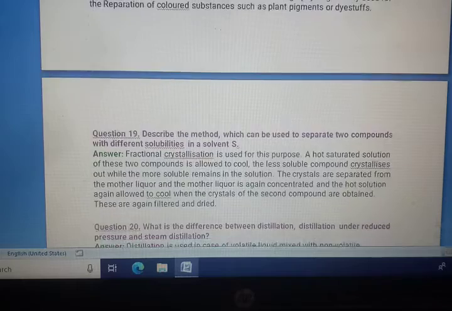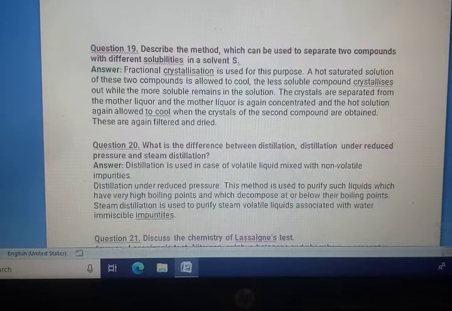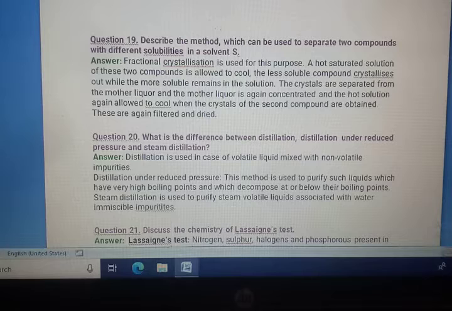Now we are moving to the next question, question number 29. Describe the method which can be used to separate two compounds with different solubilities in a solvent. Fractional crystallization will be used, because when a hot saturated solution of the two compounds is cooled, the less soluble compound will crystallize and the more soluble will remain in the solution. The crystals are then separated from the mother liquor, and the mother liquor is again concentrated and the hot solution is again allowed to cool. When the crystals of the second component are also obtained, these are again filtered and dried.